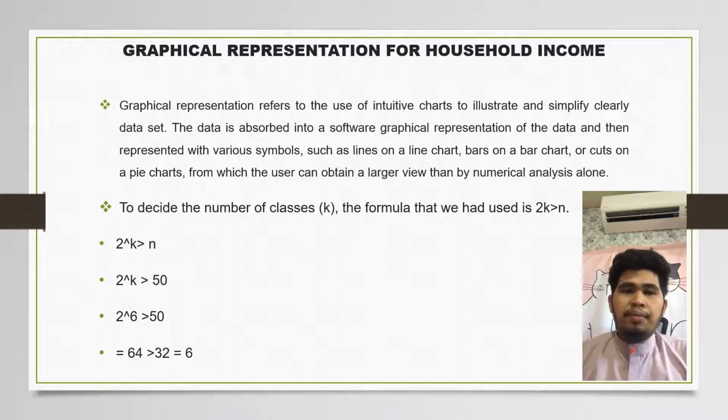than 50. To determine the class width for household income, the formula is maximum entry minus the minimum entry divided by the number of classes. So the maximum entry in the household income is 176 minus the minimum entry, 14, divided by 6, and the class width is 27.